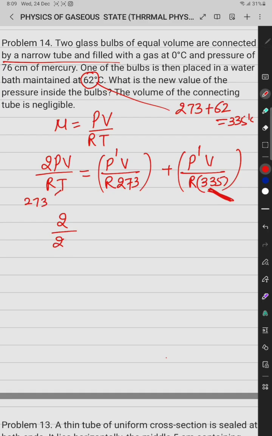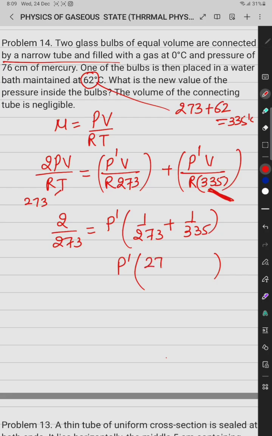So it is 2 by 273 equal to P dash. R can also be cancelled. It is 1 upon 273 plus 1 upon 335, because the second bulb was placed at 62 degree centigrade. Then we can calculate P dash. P dash multiplied by 273 plus 335 divided by 273 into 335 is equal to 2 upon 273.